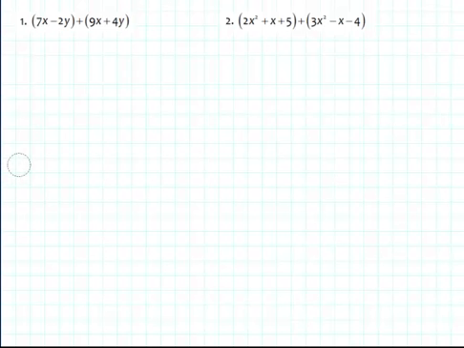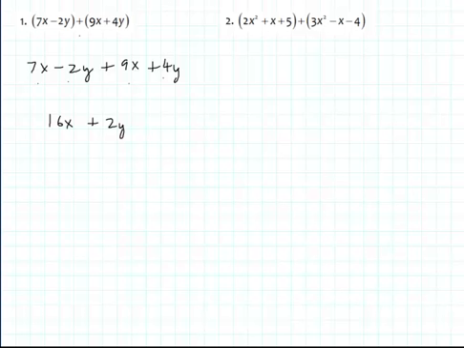Hey, let's take a look at some of these review problems from a recent assignment. We got these two parentheses that are being added together. Let's lose the parentheses, and then we'll combine our like terms. 7x here, 9x here will be 16x. Negative 2y here, positive 4y there, positive 2y.